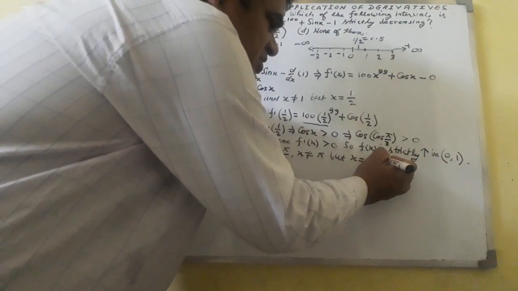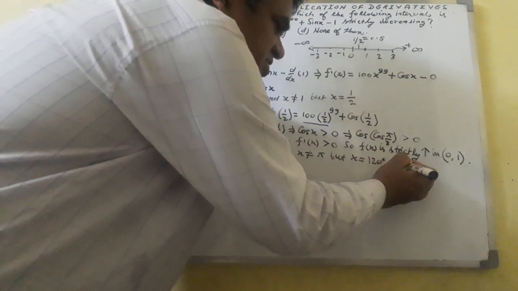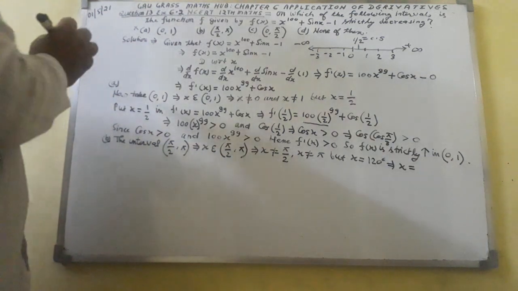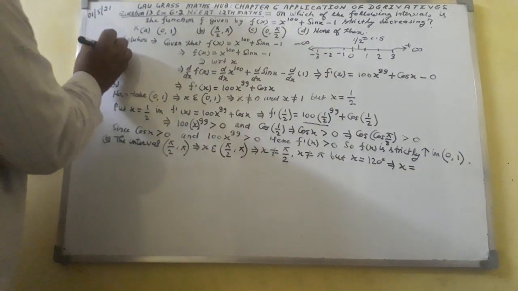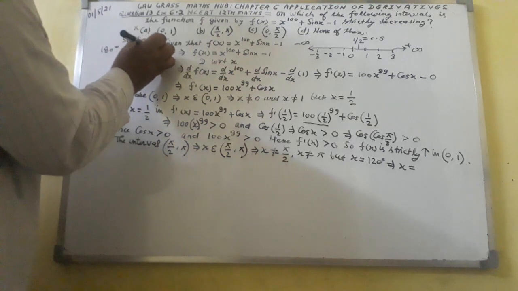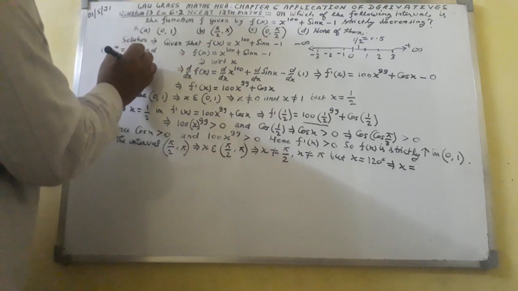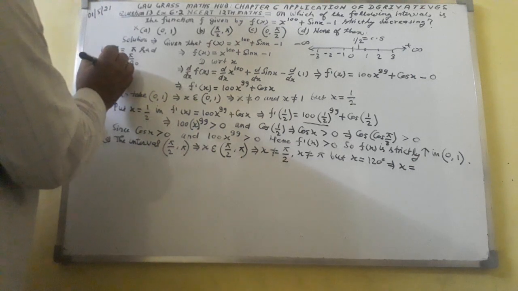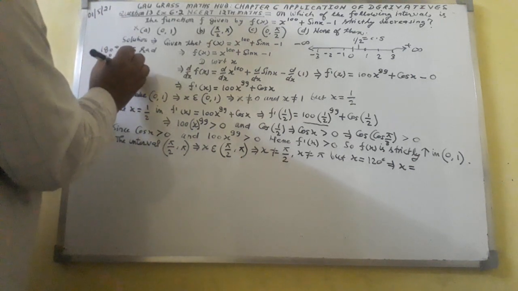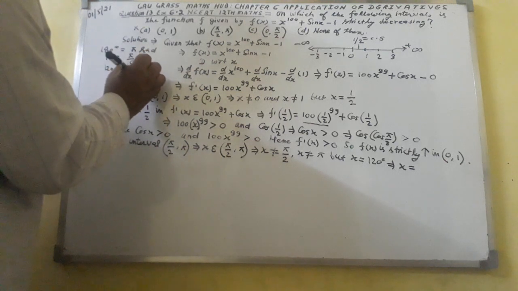120 degree, I shall convert this one in radian. We know the formula here: pi radian is equal to 180 degree. This is the formula. 1 degree is equal to pi over 180. Here it says 120 degree is equal to 120 pi over 180.